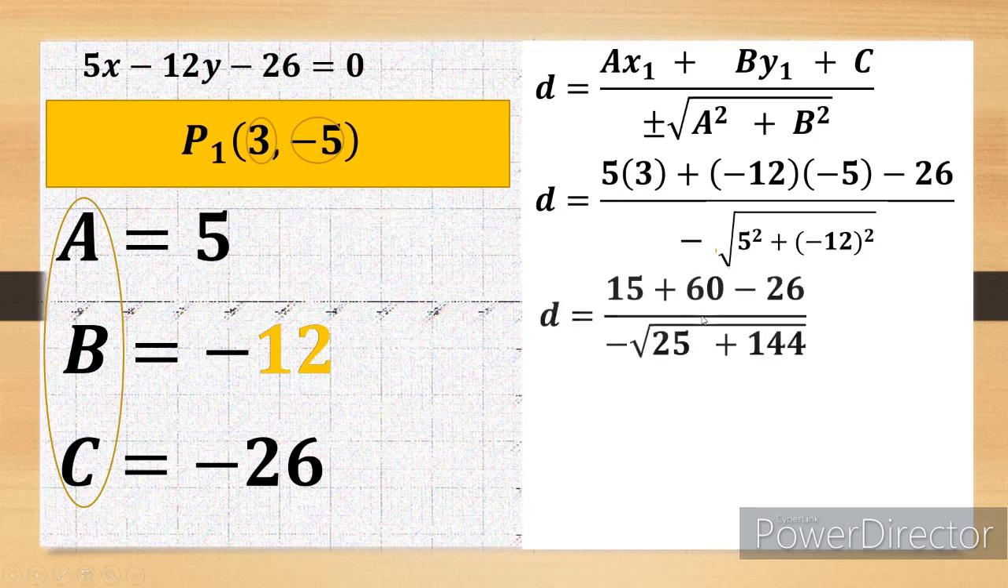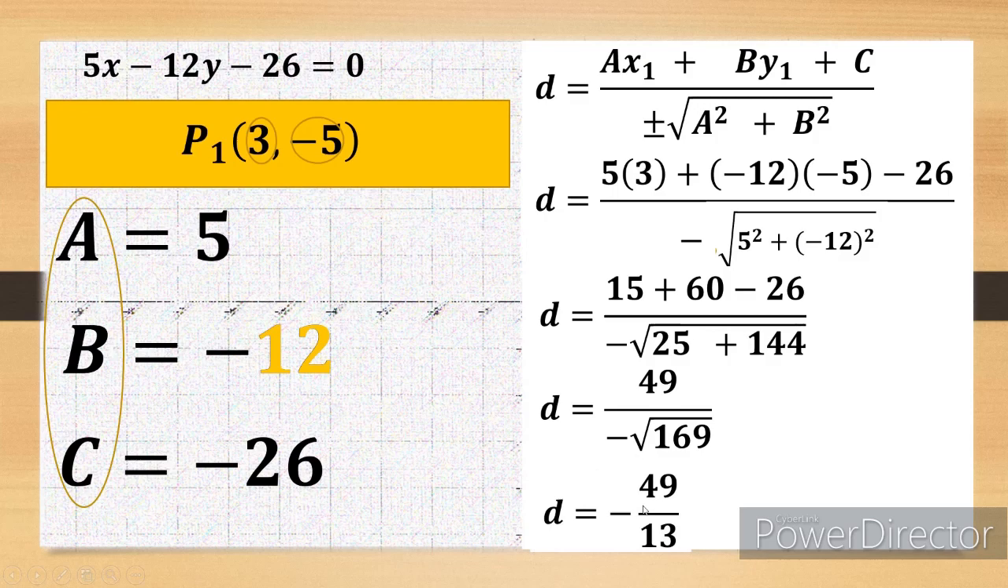Then, simplifying, we have 5 times 3 is 15. Negative 12 times negative 5 is positive 60. And we have negative 26. All over, 5 squared is 25. And negative 12 squared is 144. So, we have now 15 plus 60 minus 26 is 49. All over negative square root of 169. And square root of 169, we have 13. So, for our final answer, we have negative 49 over 13.